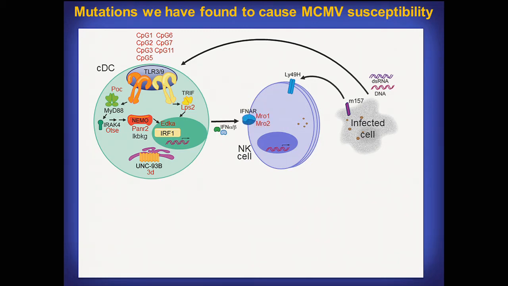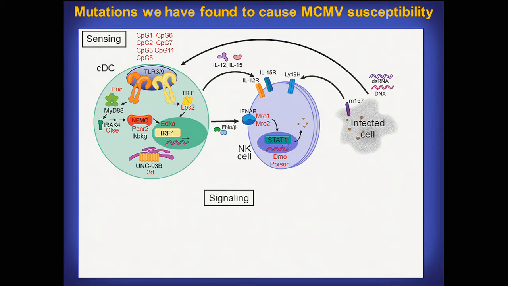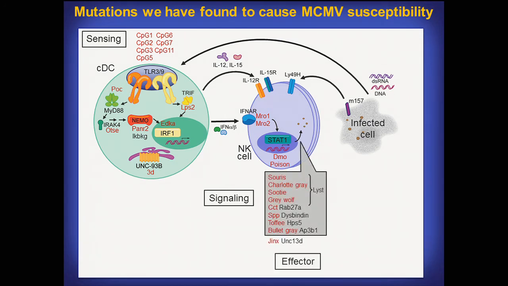We found, too, that in the NK compartment, interferon signaling was crucially important. Macro1 and Macro2 were tracked to both chains of the IFNAR receptor complex. And from the work of others, it had become apparent that the IL-12 and IL-15 receptors were crucially important. Two separate alleles of STAT1 were picked up, and so we began to speak of sensing and signaling components of the response. We knew of effector mutations as well.